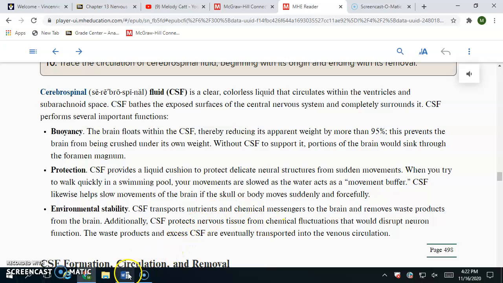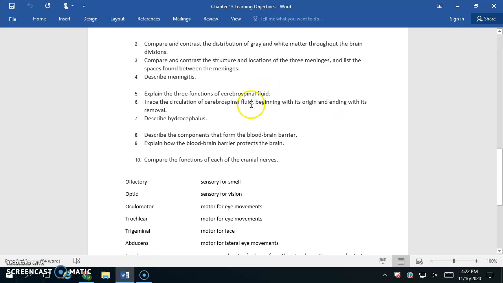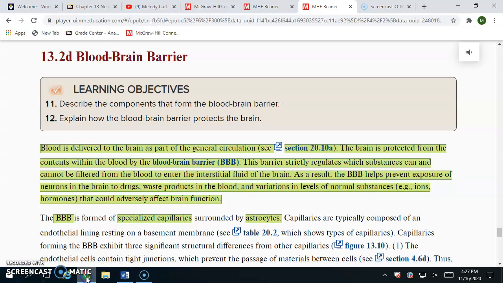All right, so in the next objectives, we're going to talk about the blood-brain barrier. We mentioned this when we talked about astrocytes at the beginning of chapter 12. We talked about glial cells, and one of those glial cells was astrocytes, and one of their main functions was to help with forming the blood-brain barrier. So we're going to go into a little bit more detail on what that actually means. All right, so our blood-brain barrier.